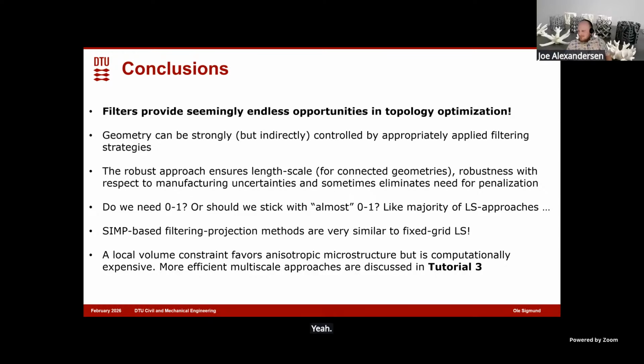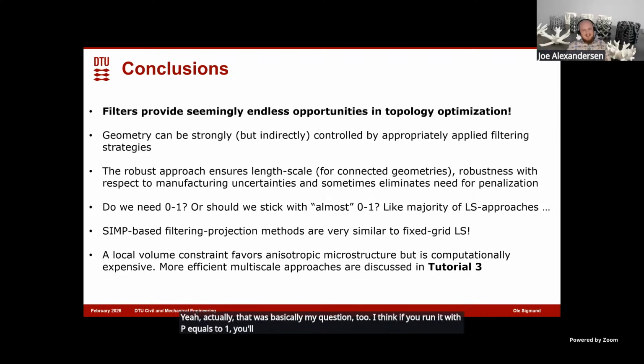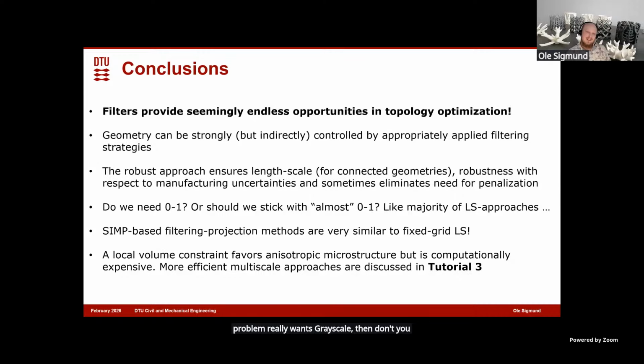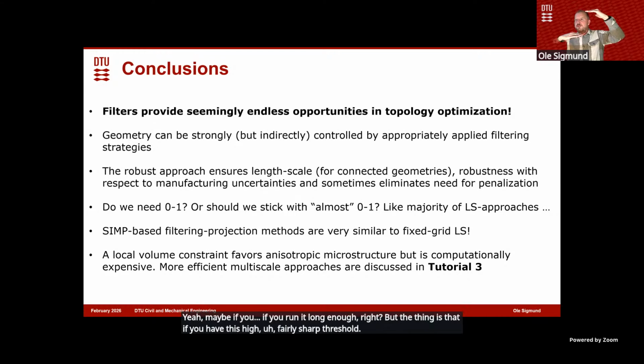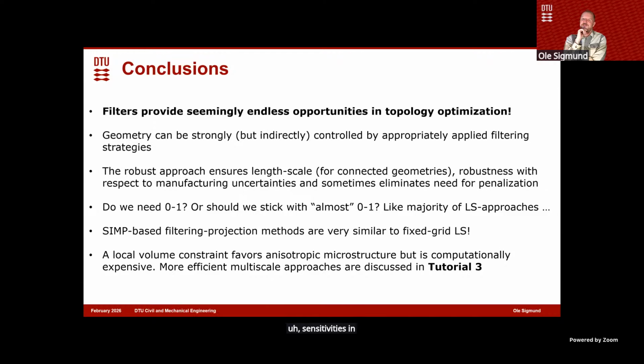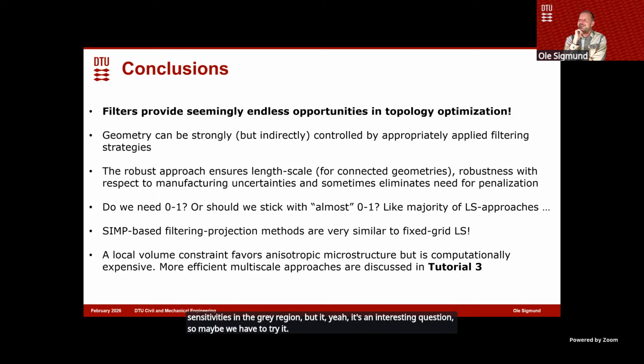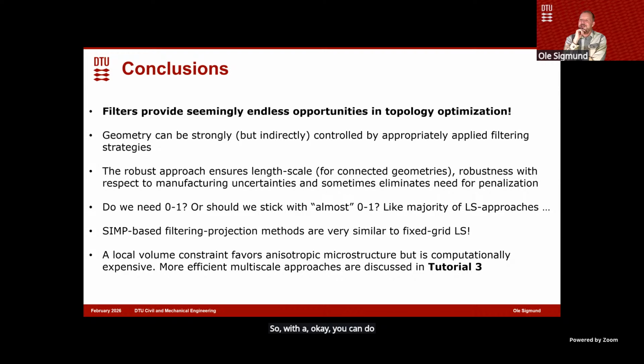Yeah, actually, that was basically my question too. I think if you run it with p equal to 1, you'll get grayscale everywhere, right? If the problem really wants grayscale, then grayscale would maybe appear if you run it long enough. But the thing is that if you have this fairly sharp threshold, then you put the sensitivities to 0 in the void and solid region. So you really only have sensitivities in the gray region. But it's an interesting question, so maybe we have to try it. Yeah. With the smart man's robust approach, then it shouldn't be a problem for sure.